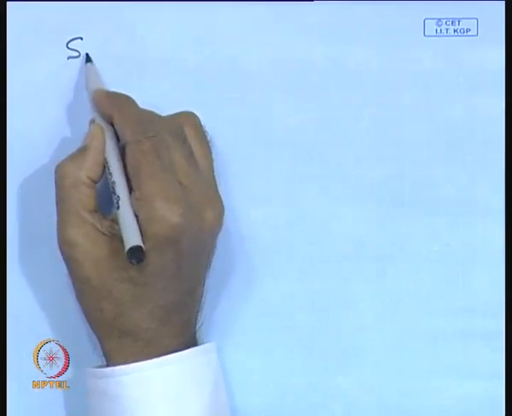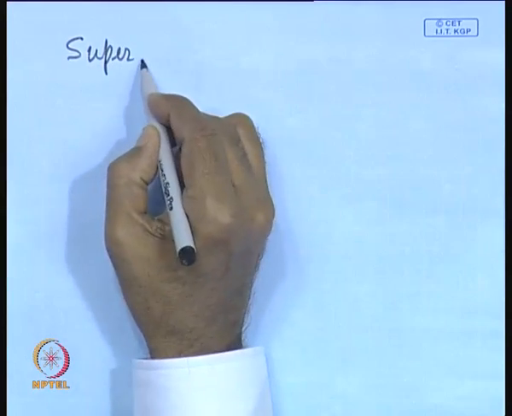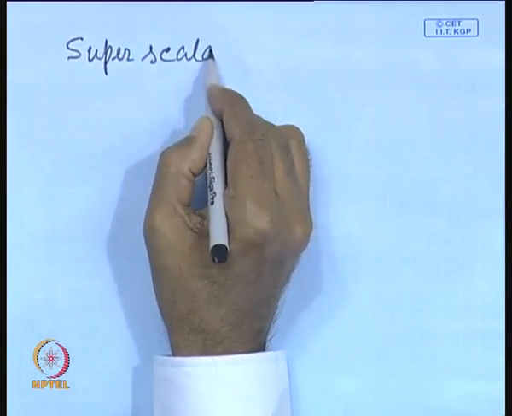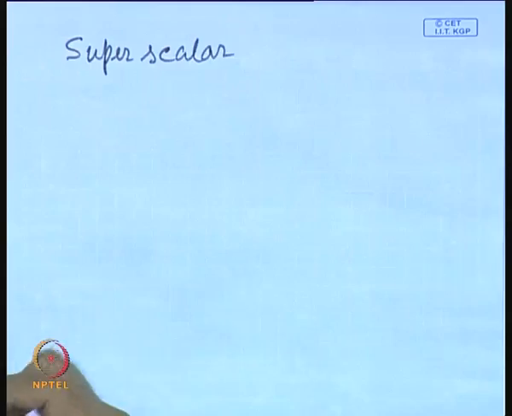All the Intel processors, Pentium, starting from 386, 486 to Pentium, all of them are superscalar processors. What do you really mean by superscalar processor? As you know, the performance of a processor can be improved by incorporating parallelism.